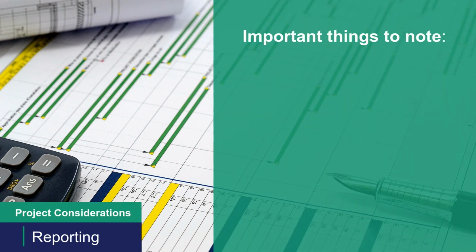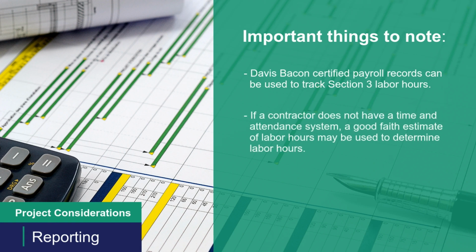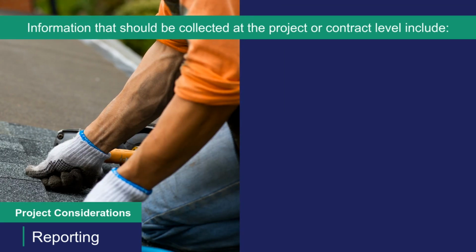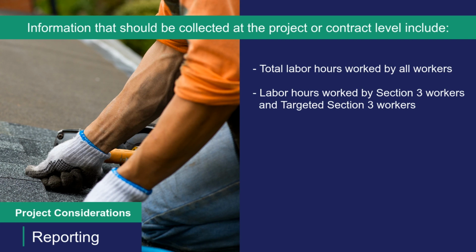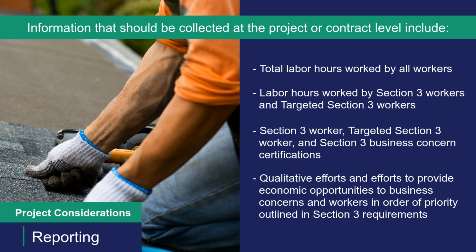Important things to note are Davis-Bacon certified payroll records can be used to track Section 3 labor hours, and if a contractor does not have a time and attendance system, a good faith estimate of labor hours may be used to determine labor hours. Information that should be collected at the project or contract level include total labor hours worked by all workers, labor hours worked by Section 3 workers and targeted Section 3 workers, Section 3 worker, targeted Section 3 worker, and Section 3 business concern certifications, and qualitative efforts and efforts to provide economic opportunities to business concerns and workers in order of priority outlined in Section 3 requirements.